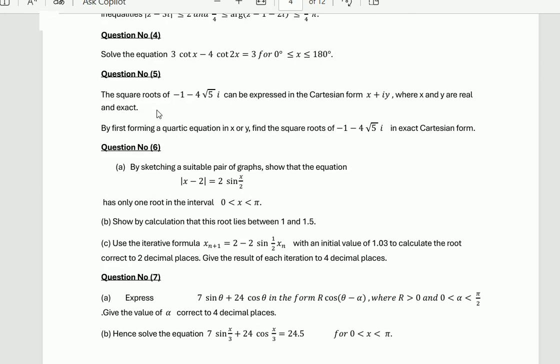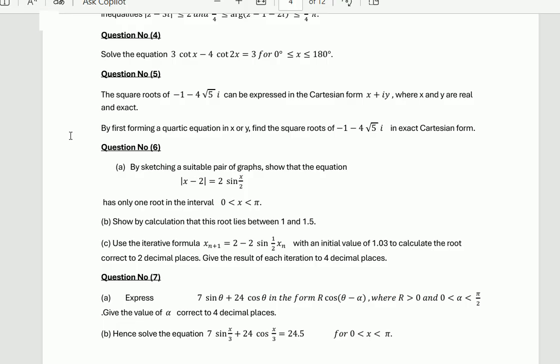For question number 5, the square root of -1 - 4√5 i can be expressed in Cartesian form x + iy, where x and y are real and exact. By first forming a quadratic equation in x² or y², find the square root of -1 - 4√5 i.